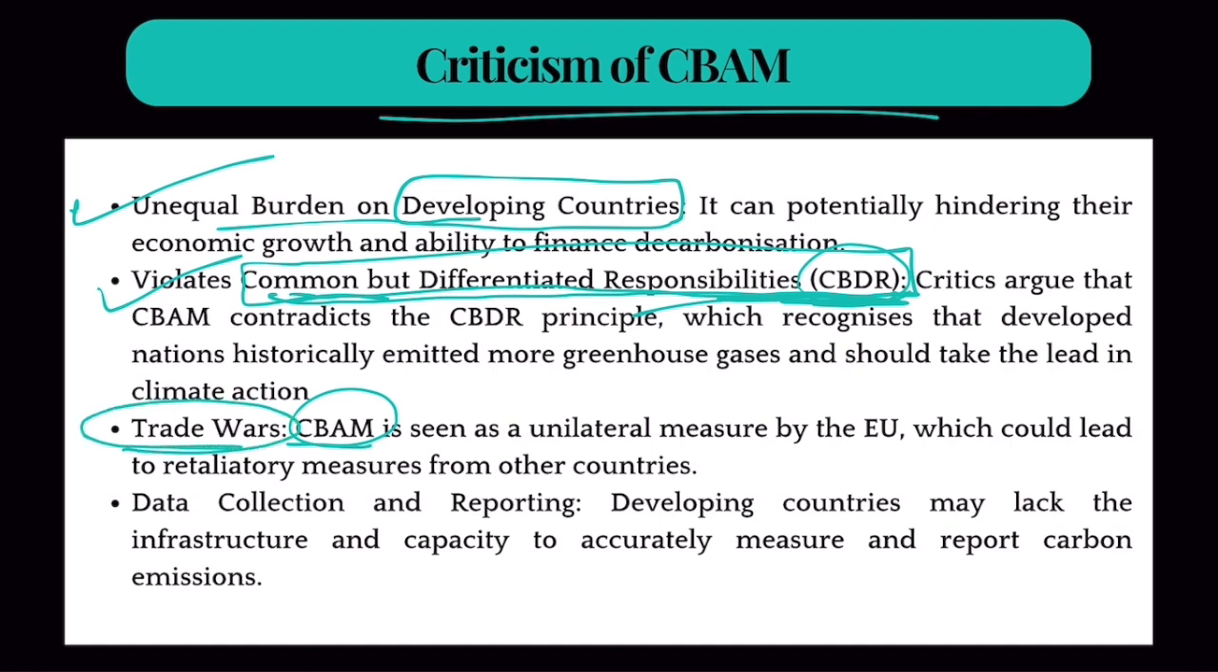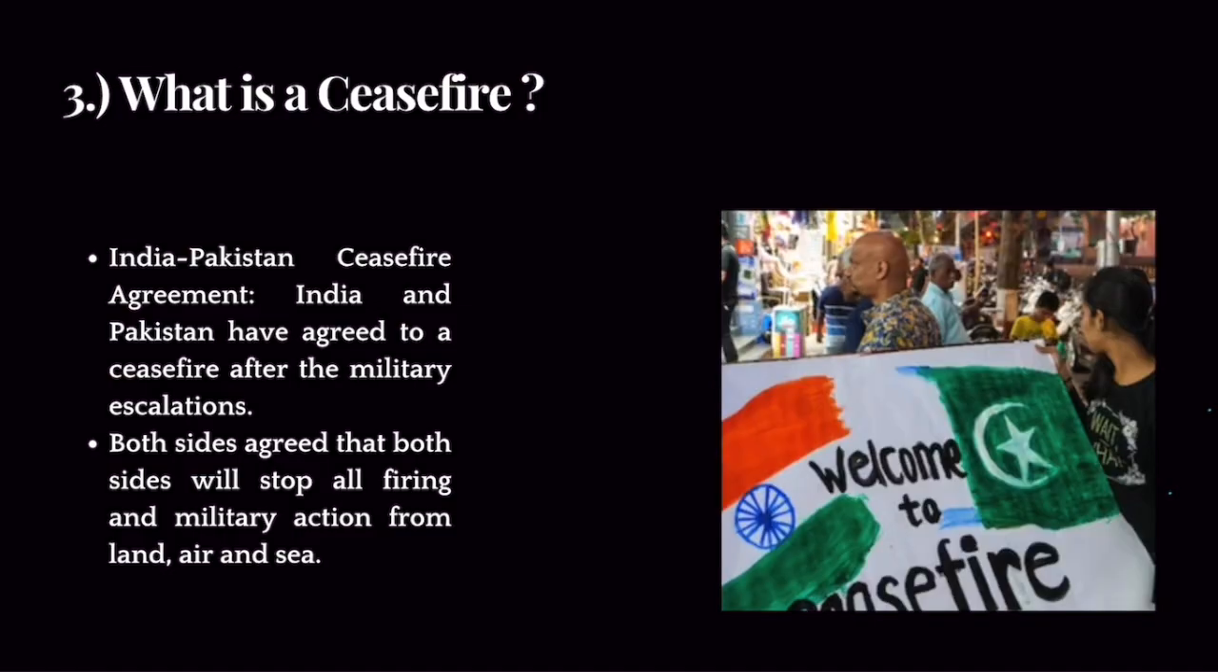Plus, the biggest criticism is: how would you check how much carbon was emitted by a factory in India by producing one laptop? That would require a lot of data collection and reporting. And that is very difficult. So this is unfair. That is the case. Clear? All right, now let's move on to topic number 3, which is what is a ceasefire.